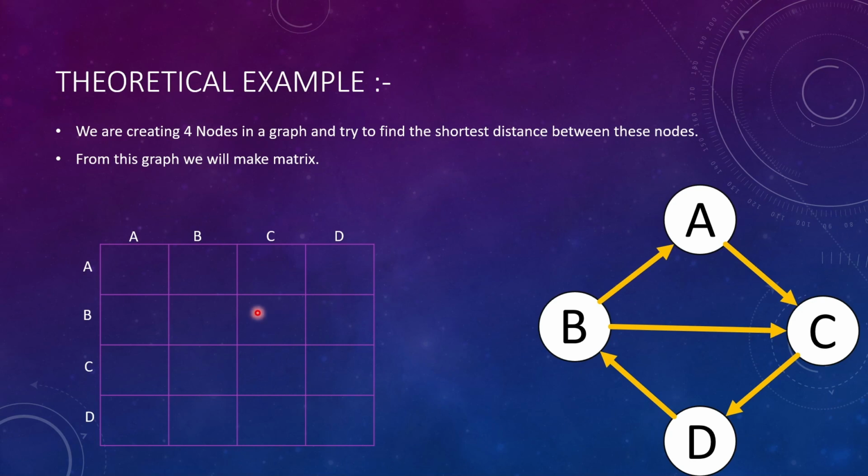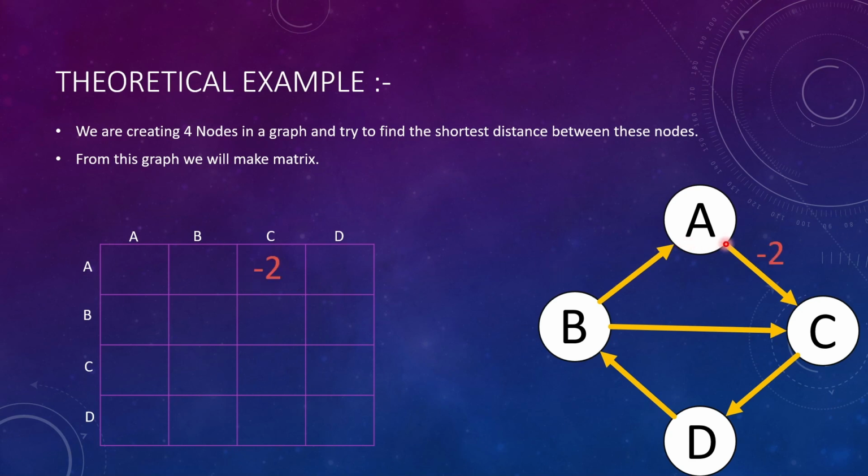So let me clear a thing first to you, that this side of the matrix denotes the starting node of the edge, and this side denotes the ending node of the edge. That means if an edge is going from A to C, its starting node will be A and ending node will be C. So we will take A from this side and C from this side and put the weight of that edge in the corresponding cell. Now let's start filling our matrix.